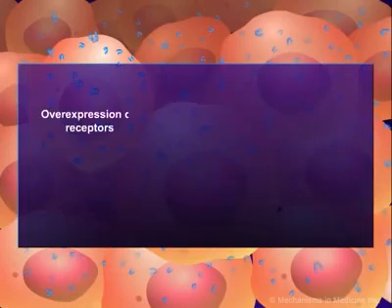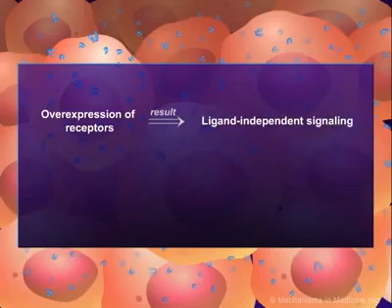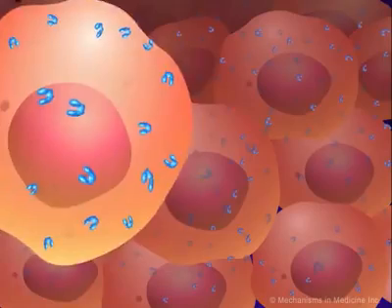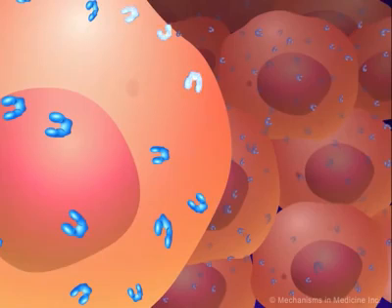Gross overexpression of growth factor receptors can result in ligand-independent signaling, where receptors are active in the absence of stimulating molecules. Structural changes to a receptor can also lead to ligand-independent activation. For example, truncated versions of the epidermal growth factor receptor, where much of the intracellular domain is missing, are constitutively active.